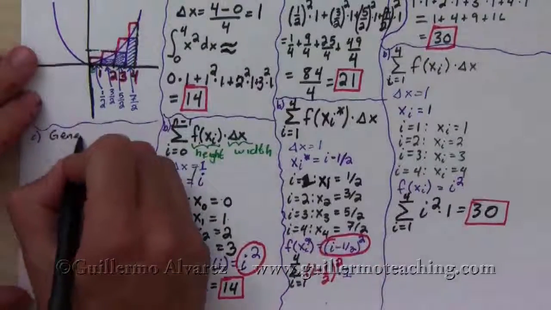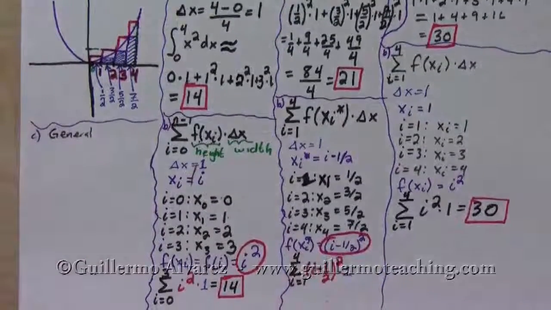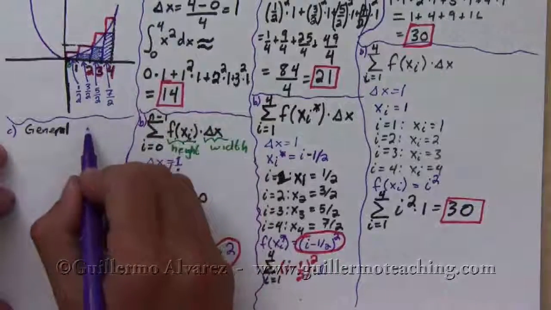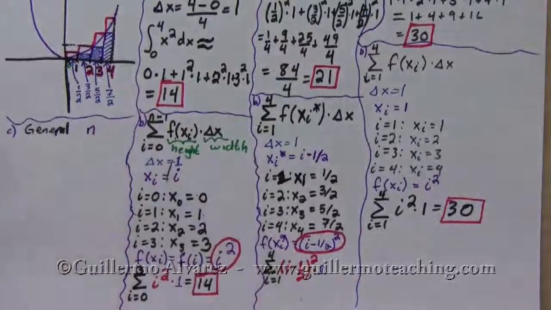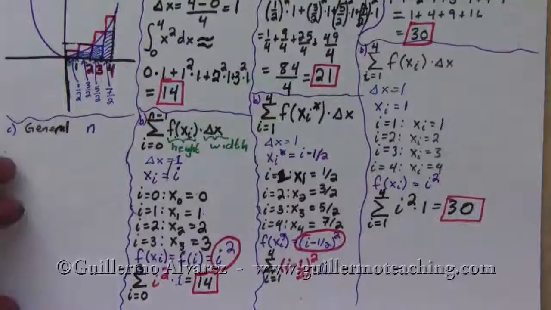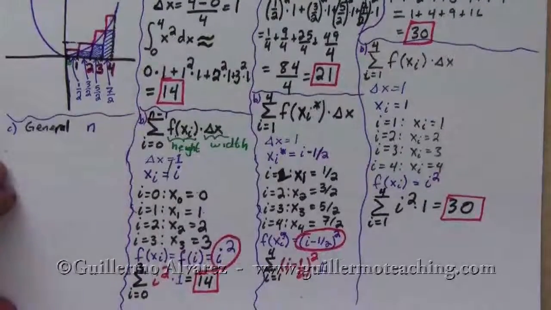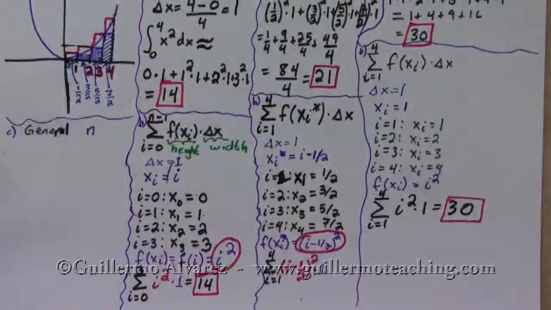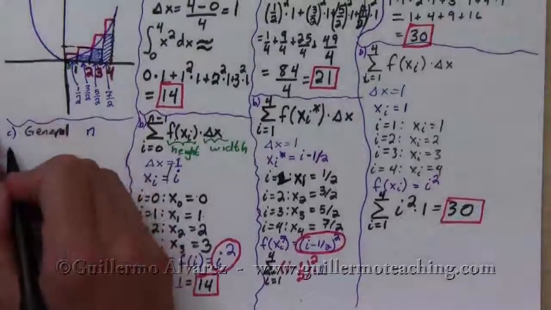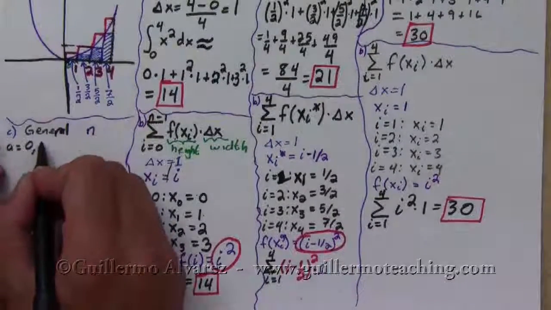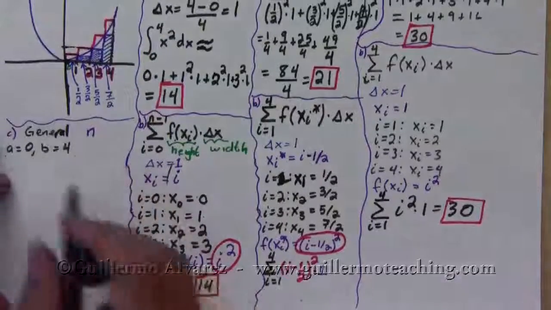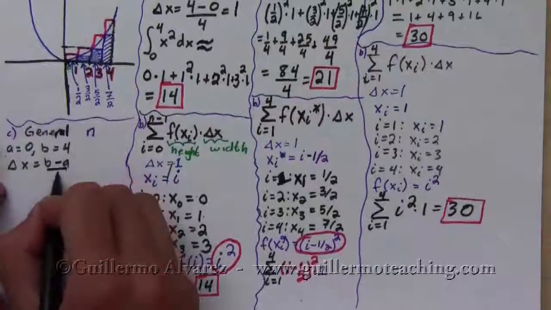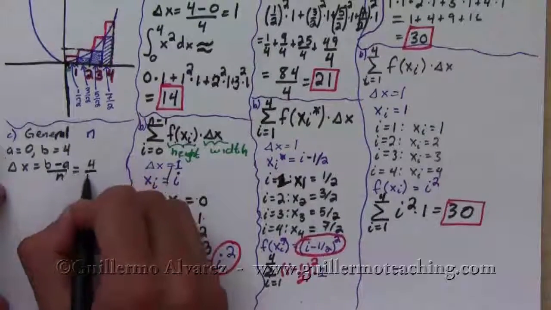So I'm just going to write down the general expression. We're not going to use 4 rectangles like we did here. We're going to use just n. And we're going to leave it as a variable. But we still have our endpoints the same. a equals 0, b equals 4, and so then delta x is going to equal b minus a over n, which is 4 over n.